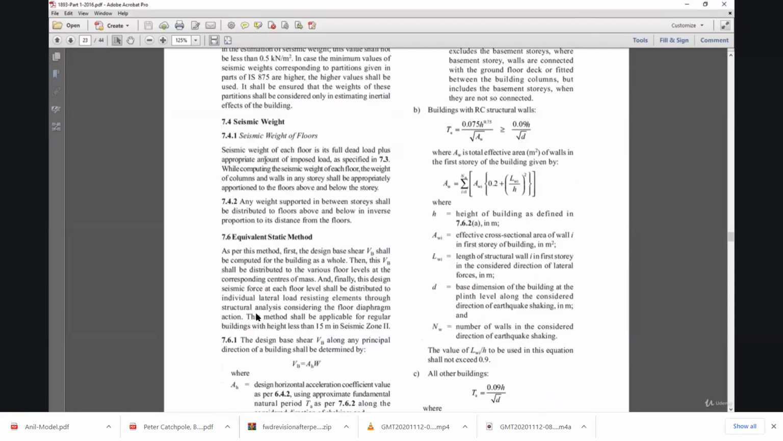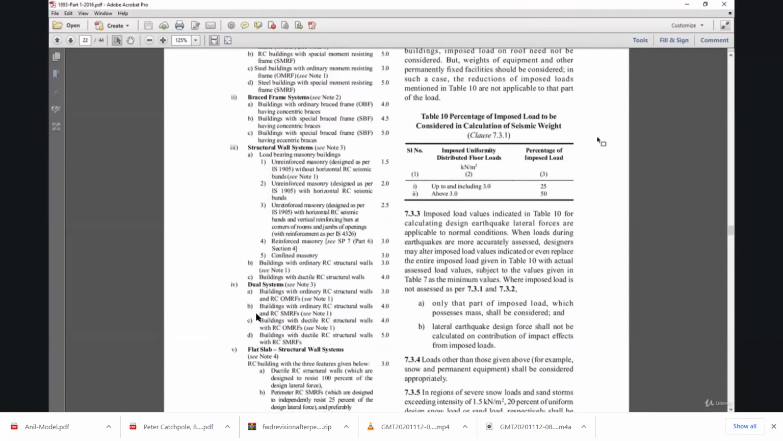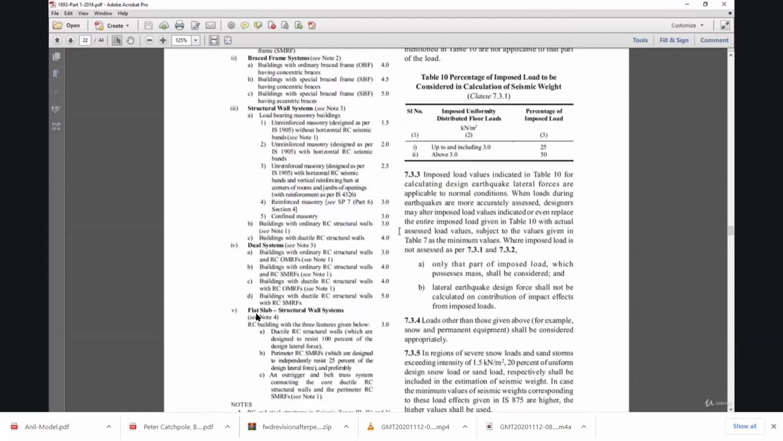Now for seismic weight also, it is dead load plus an appropriate amount of imposed load. Why is it writing appropriate amount? Because we can reduce the percentage of live load.